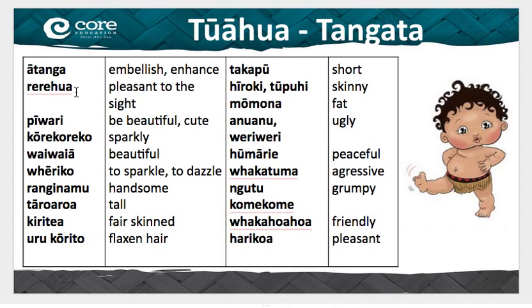Ātanga, rerehua, pīwari, kōrekoreko, waiwaia, wheriko, ranginamu, tāroaroa, kiritea, urukōrito, takapu, hiroki, tūpuhi, mōmona, anuanu, weriweri, humārie, whakatuma, ngutu komekome, whakahoahoa, harikoa.